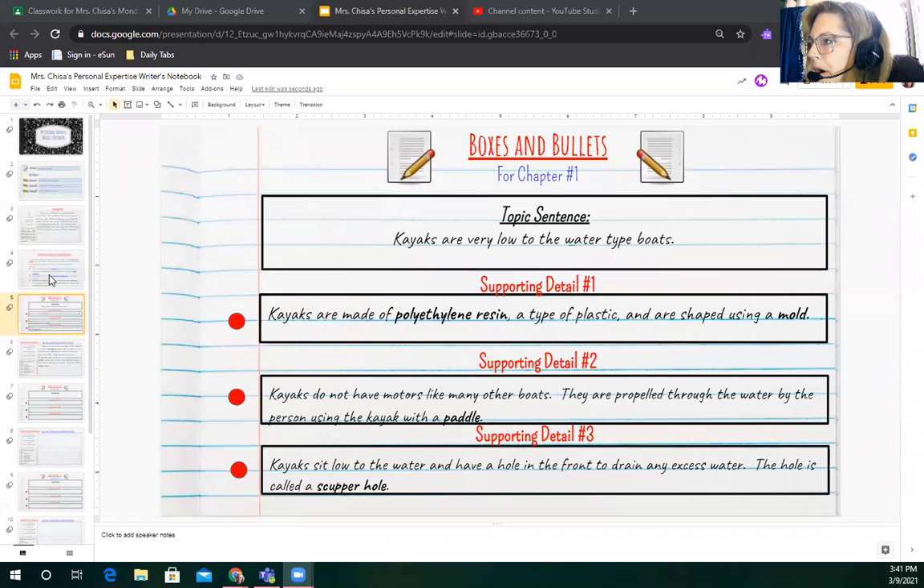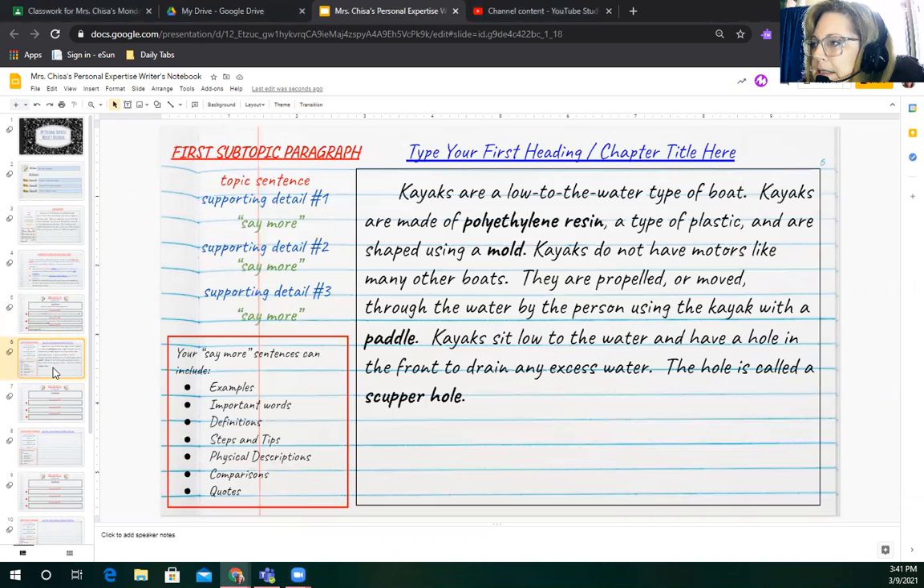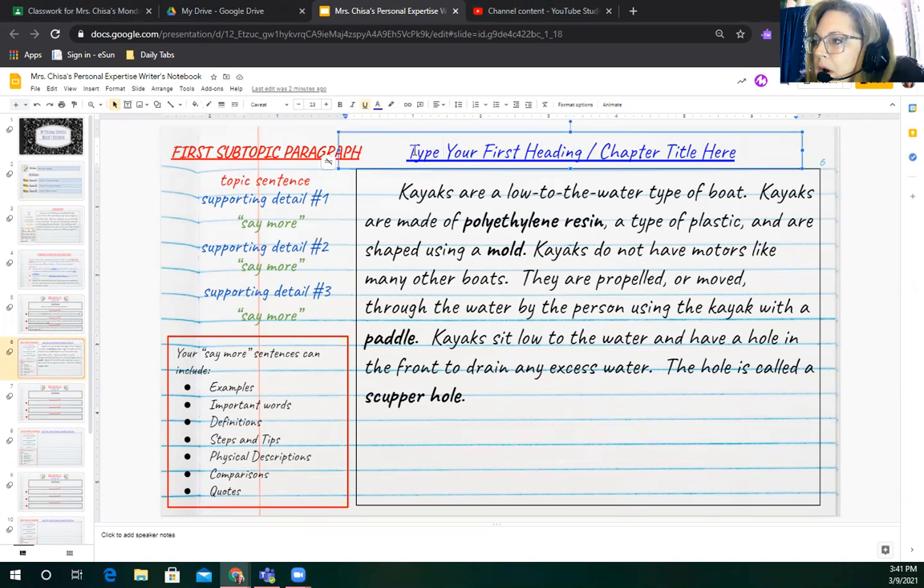Okay, so now we are on the section moving forward after the boxes and bullets for chapter 1. This is a descriptive chapter, so we are describing kayaks in this chapter. So the next slide is slide 6, and this is where we kind of put everything all together. I saved this last part where it says type your first heading chapter title here. So I'm actually going to do that right now, and this is going to be chapter 1.